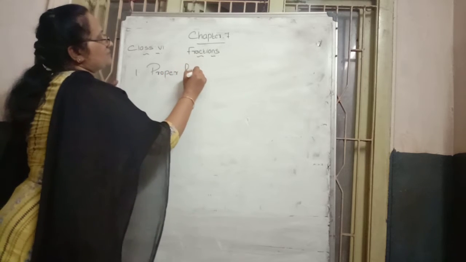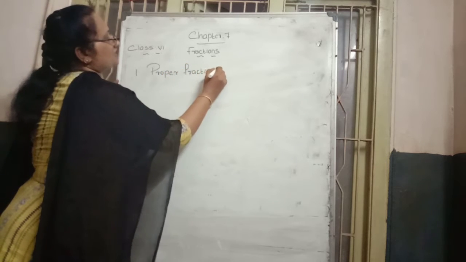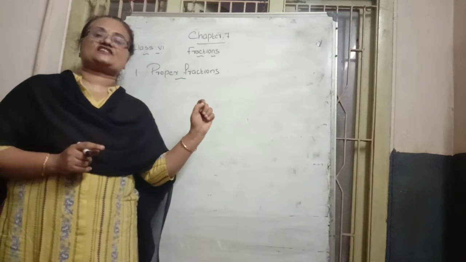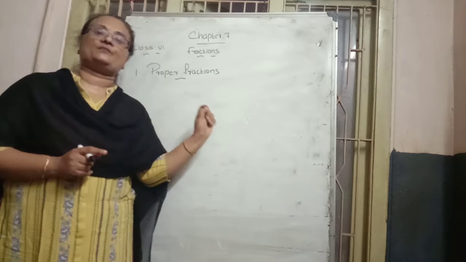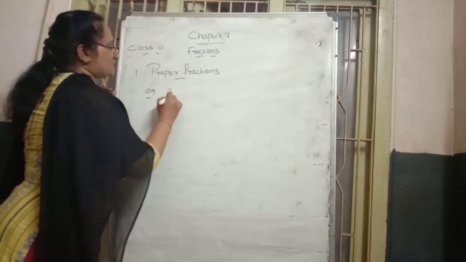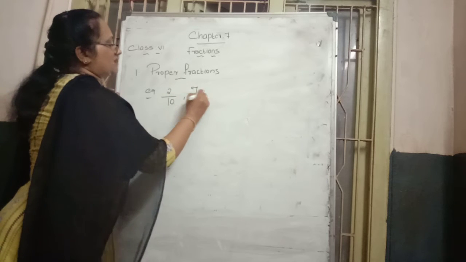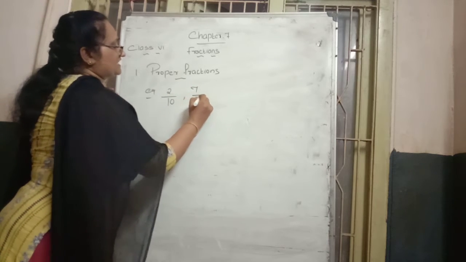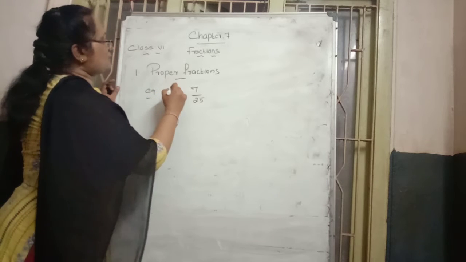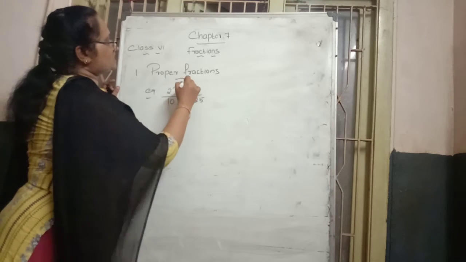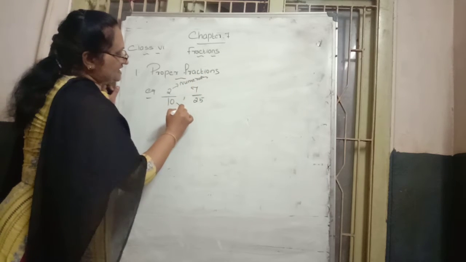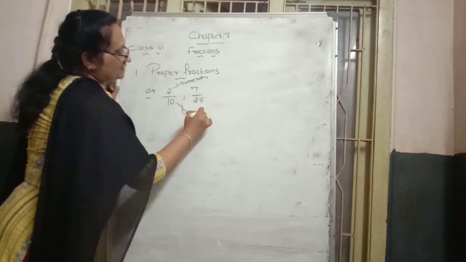Proper fraction means the numerator is less than the denominator. Such types of fractions we call proper fractions. Example, 2 by 10 or 7 by 25, like this. Here see, the numerator means the part above the division line, and the part below represents the denominator.